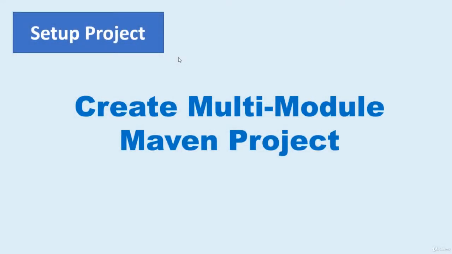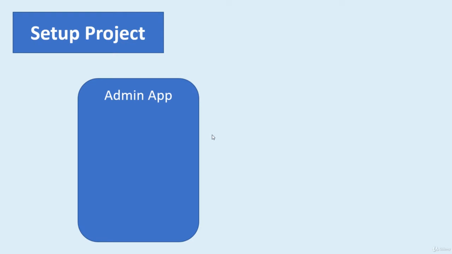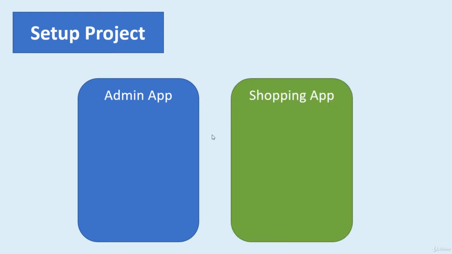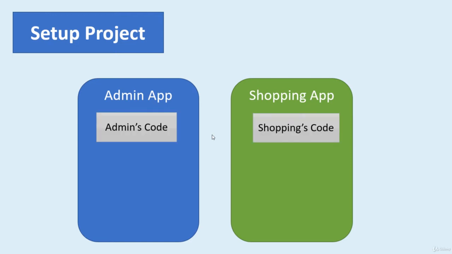In this lecture, I will walk you through the process of setting up a project for developing our e-commerce application by creating a multi-module Maven project in Spring Tool Suite IDE. We will create, develop and build two different applications: the admin app for the backend and the shopping app for the frontend. Each app has its own code, and there will be common code that is shared between these two applications because they are working on the same database.